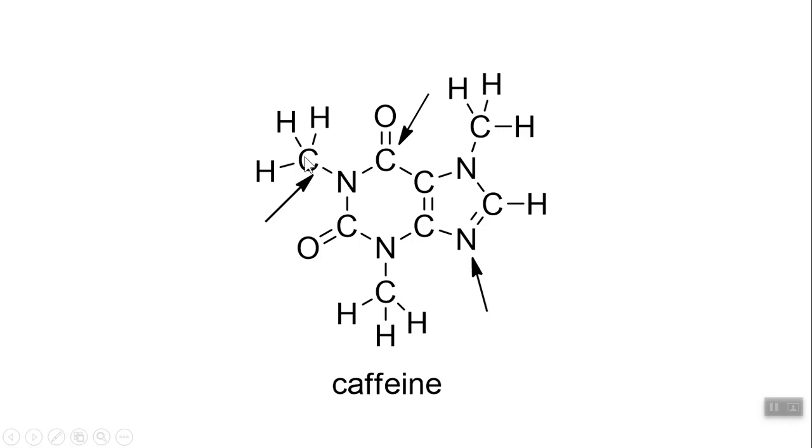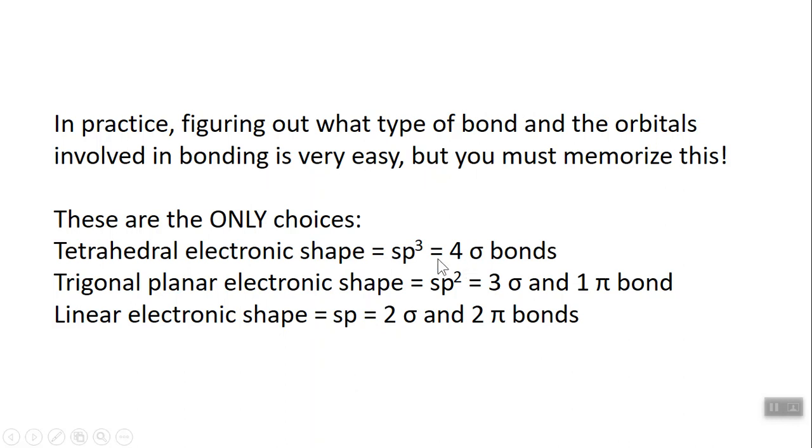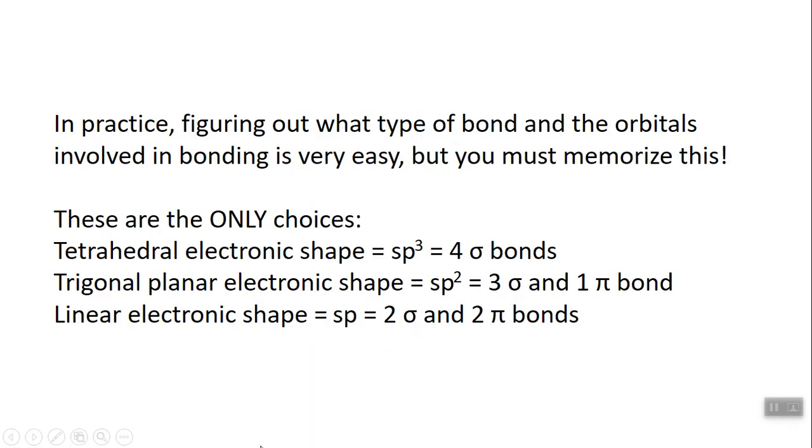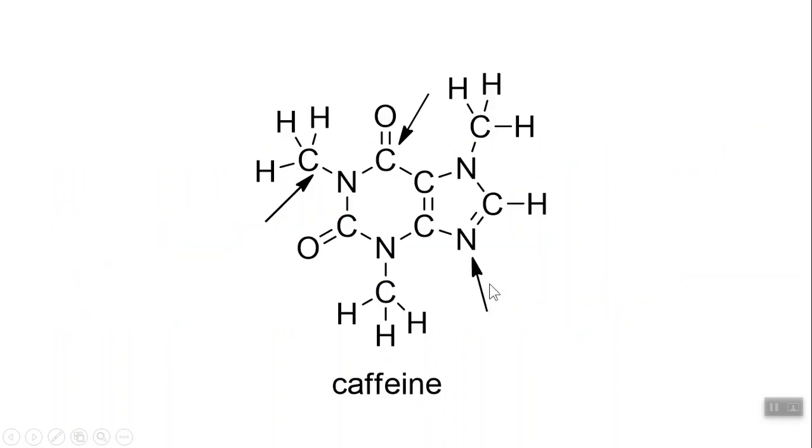So tetrahedral is sp3. It's got 4 sigma bonds: 1, 2, 3, 4. This carbon has 1, 2, 3, that's trigonal planar. Trigonal planar, it's got 3 sigma bonds and 1 pi bond. So one of these is a sigma bond, the other one's pi, sigma, sigma.